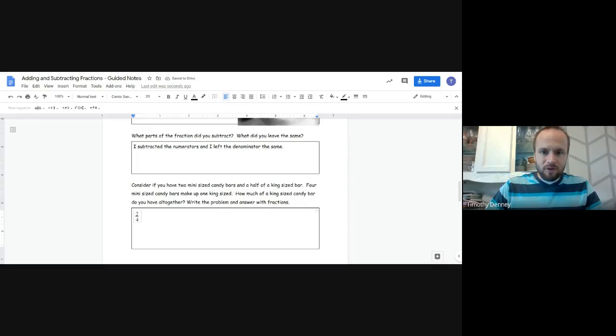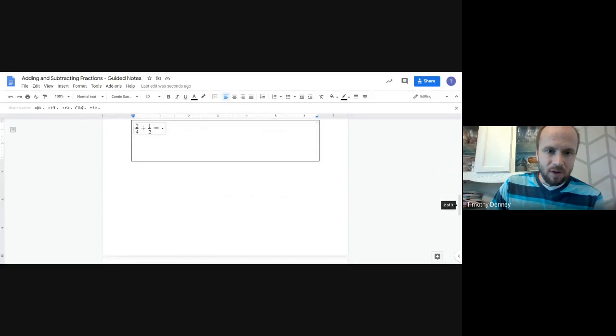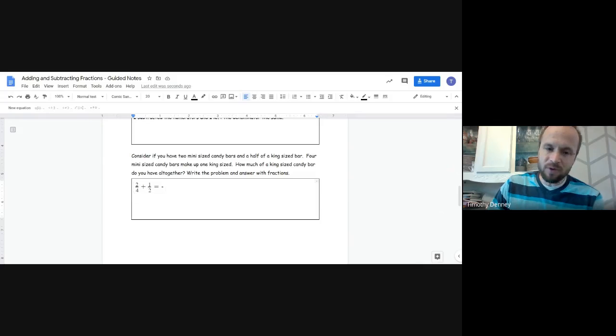And then I say I also have a half of a king-size bar. Well, that's easy because they already give you what the fraction should be. 1/2. And then we're going to say, hey, how much does this equal in terms of a king-size bar? Now we got a little bit of an issue here. We don't have the same number on the denominator like we did up here, right? 12 and 12, 12 and 12. And that is a little bit of an issue. You have to deal with that first before you can add or subtract.